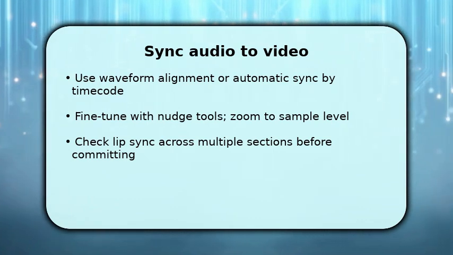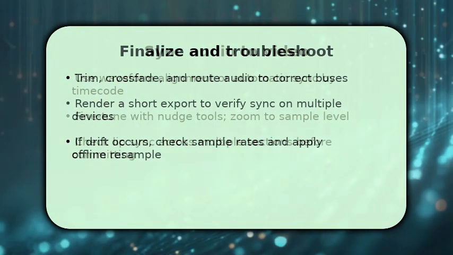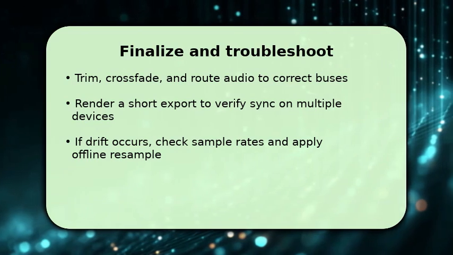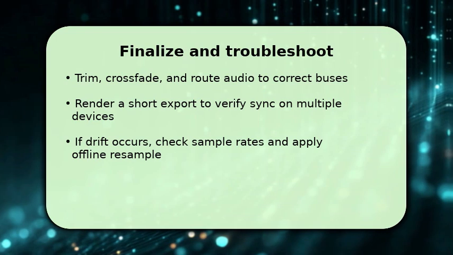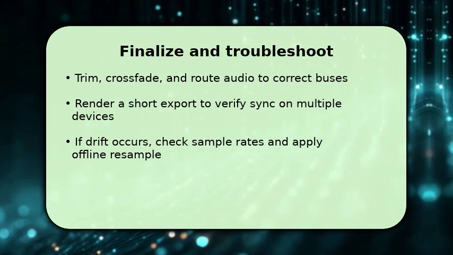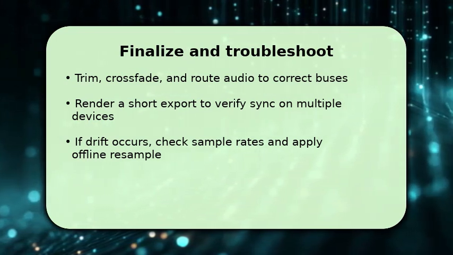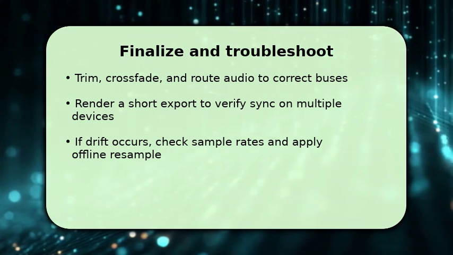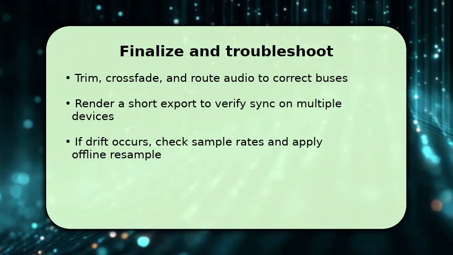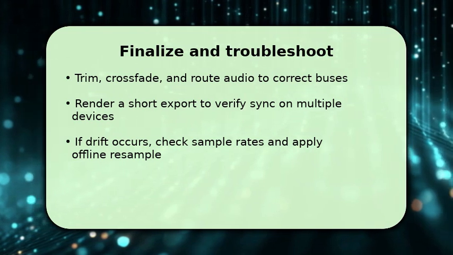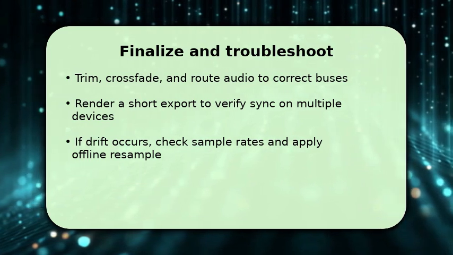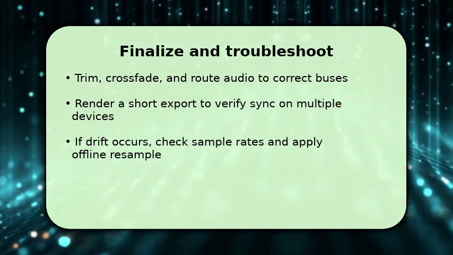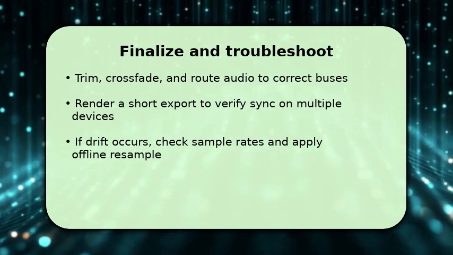To finish, trim excess, add short audio crossfades at edit points, and route dialogue to the appropriate bus for processing. Export a brief reference clip and test it on headphones and speakers to confirm sync across playback systems. If you notice drift over long takes, make sure both files share the same sample rate and conversion. If they don't, apply an offline resample to match. One tip: if sync jumps, recheck original media timecode and relink media before resynchronizing.